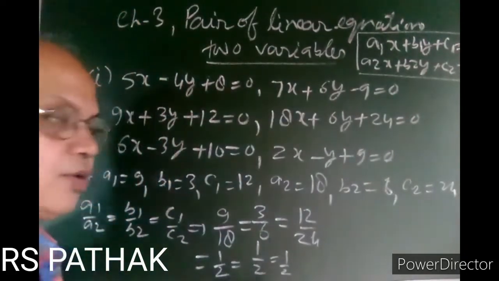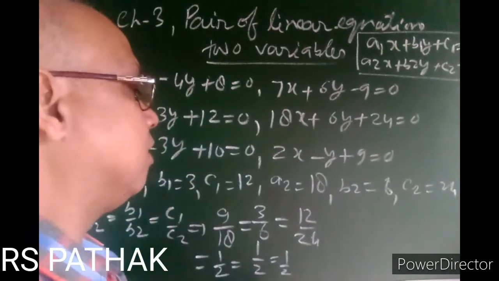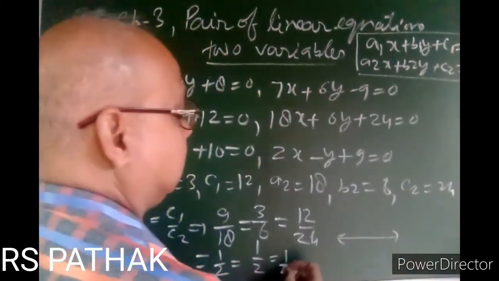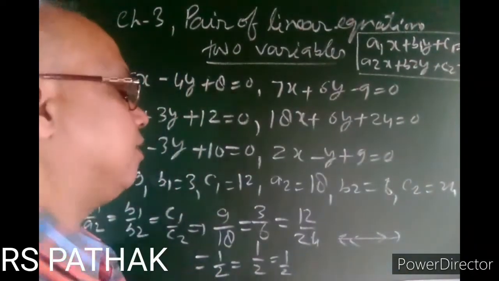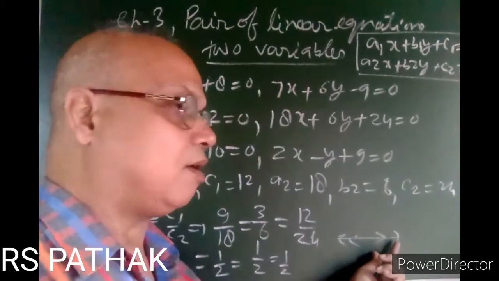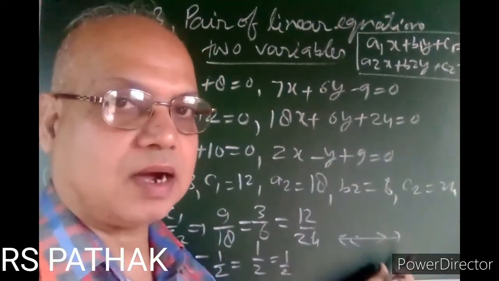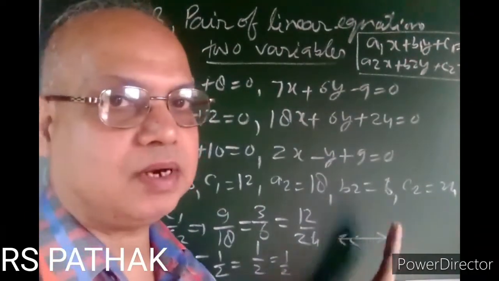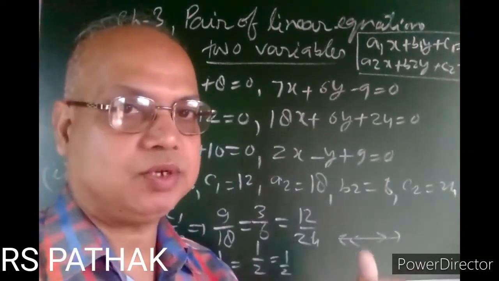All the three ratios are the same, all equal. Therefore, these two lines will overlap each other. The first line will coincide with the other line. This is the condition of infinitely many solutions. These two lines will have infinitely many solutions because they overlap each other.